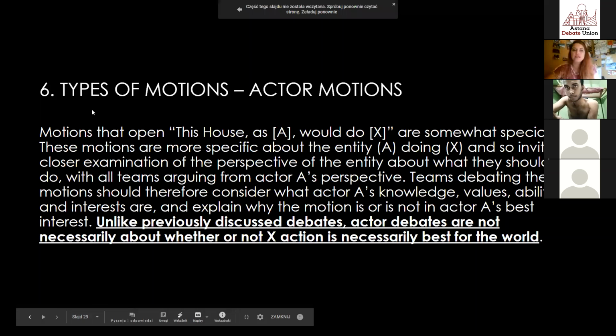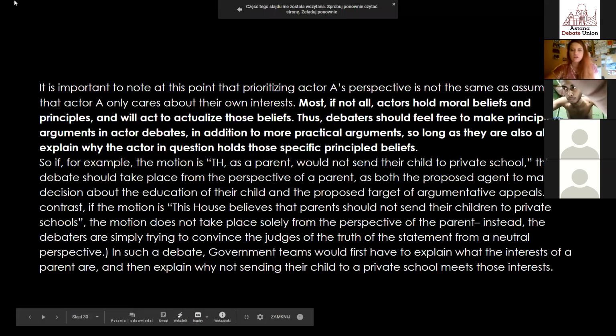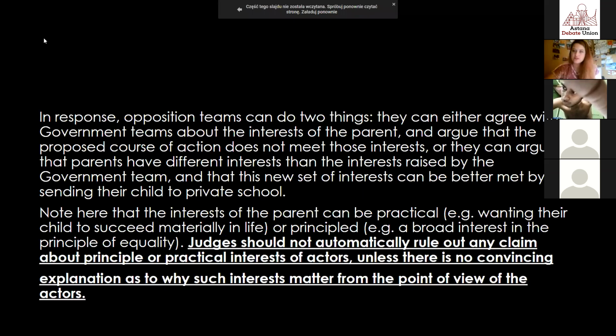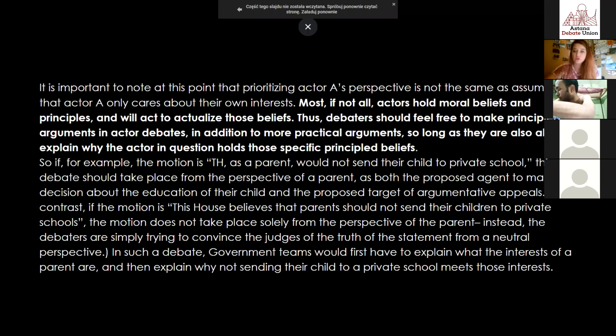Okay. It is important to note at this point that prioritizing actor A's perspective is not the same as assuming that actor A only cares about their own interest. Most, if not all, actors hold moral beliefs and principles and will act to actualize those beliefs. Thus, debaters should feel free to make principled arguments in actors' debates, in addition to more practical arguments, so long as they are able to explain why the actor in question holds those specific principled beliefs.